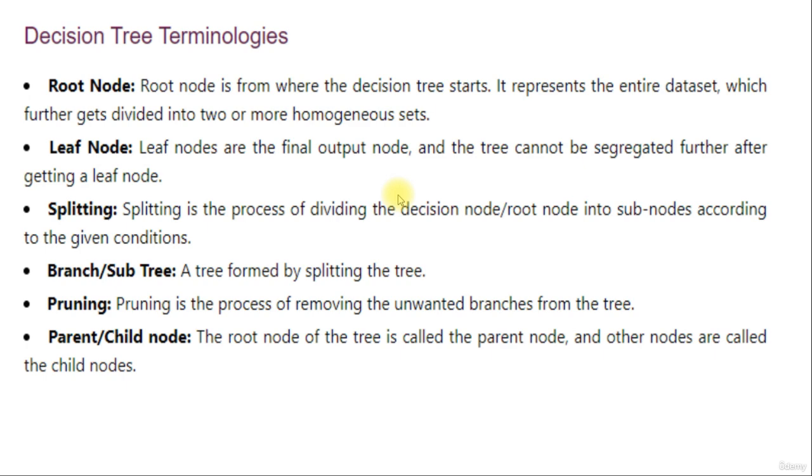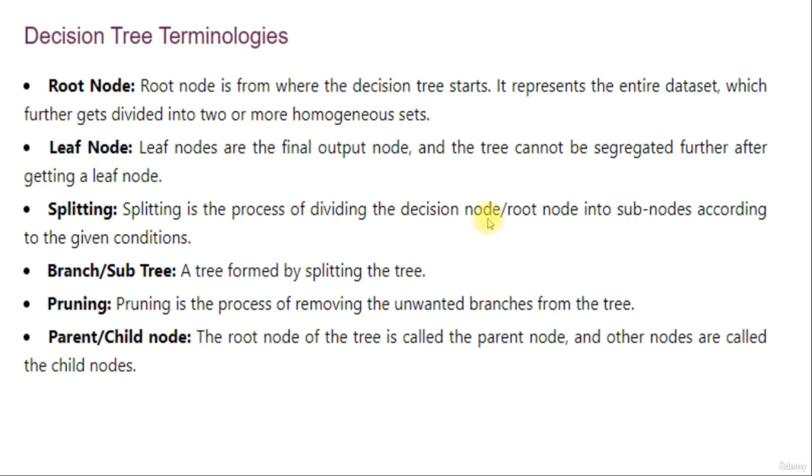Now a few important terminologies before moving on to the decision tree working. Root node is where the decision tree starts. The first or the top node is known as the root node. It represents the entire dataset, which further gets divided into two or more homogeneous datasets. Once we make two or three splits on the root node, the entire dataset is divided into two or three subtree structures. Leaf node is the final output node, and the tree cannot be segregated further after reaching a leaf node.